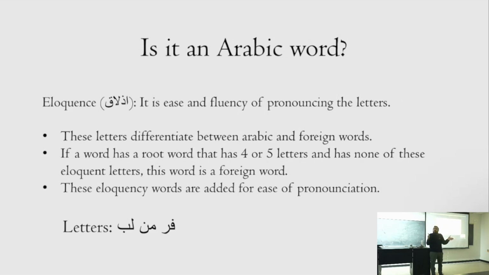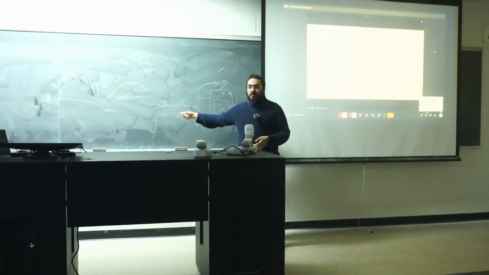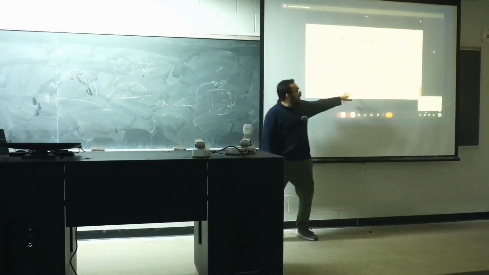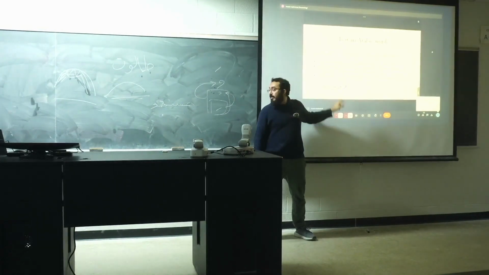If the root is 4 to 5, so if the root is actually a 4 or 5 letter word, and it does not have any of these letters, then it's actually not an Arabic word, it's a foreign word that came into the Arabic language. And the famous example, I remember, I unfortunately didn't put it here, it's called asjad, which I think is a name for gold. Right? This is the root word, and it's 4 letters, and it does not have any of these letters. It does not have farra min lub. It does not have fa or ra or mim or noon or lam and ba.